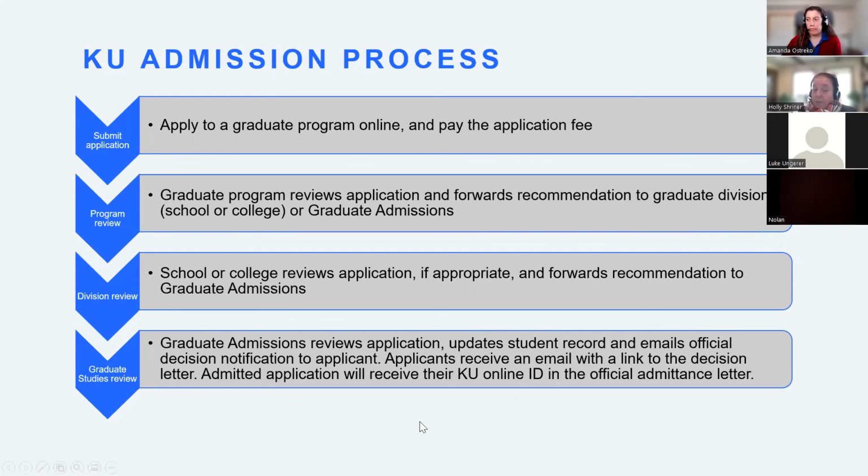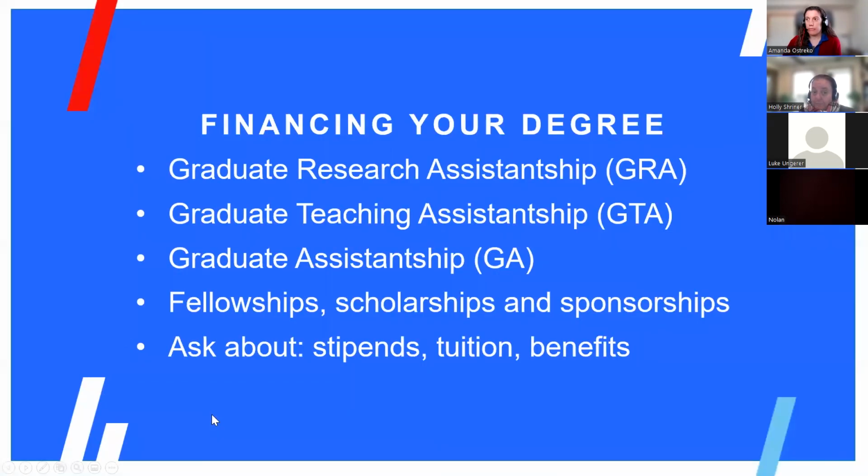And our model is that admitted students get their KU student ID number in that official decision letter, and then that's what they use to set up their KU online ID and their whole student record. But that's kind of the process at KU, is that it goes from application directly to the program and/or school, and then to our office for finalization. So we are involved from the beginning to the end.